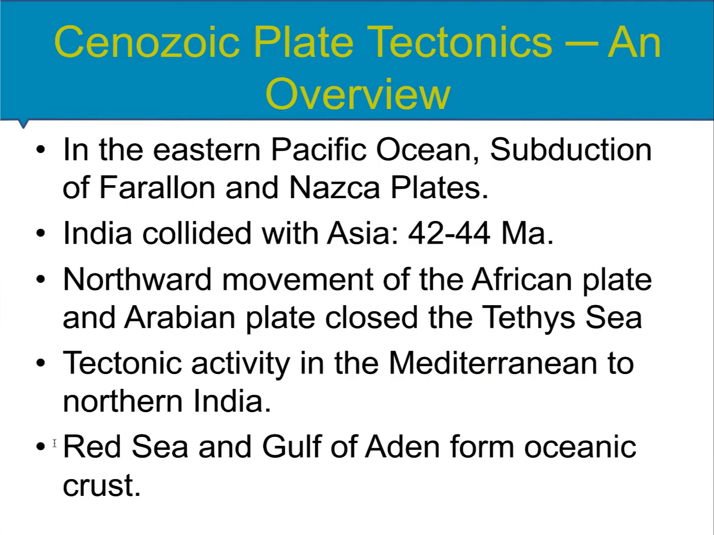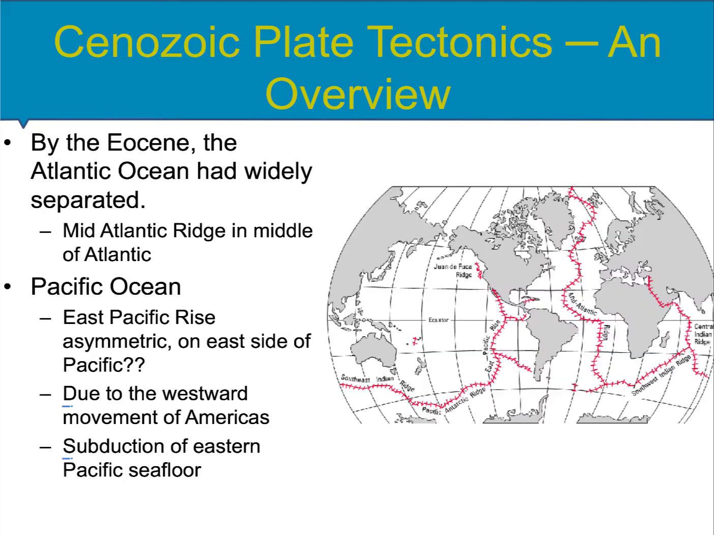Now in the East Pacific Ocean, subduction of the Farallon plate and the Nazca plate. So if we think about what those two are, the Farallon plate, well, it's pretty much gone, because remember, in the early Cenozoic era, this East Pacific Rise, or North America, was farther east, and so this East Pacific Rise was a mid-oceanic ridge, and there was a plate on the east side of this mid-oceanic ridge. That's called the Farallon plate.